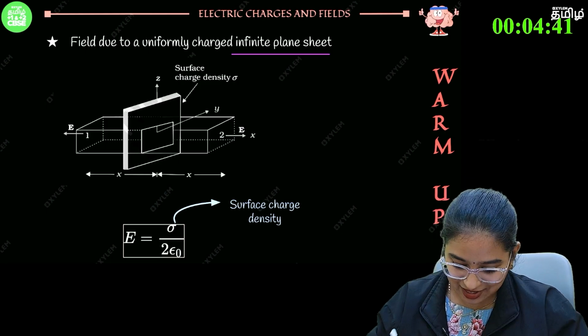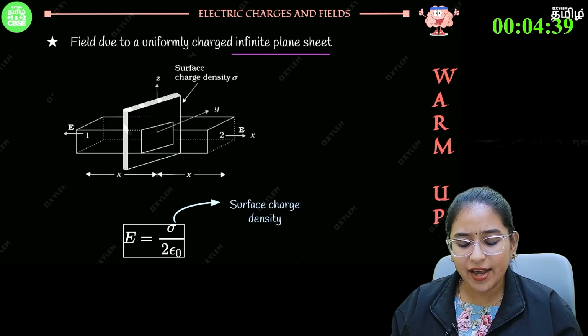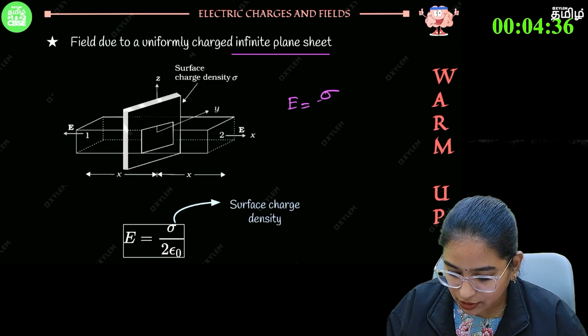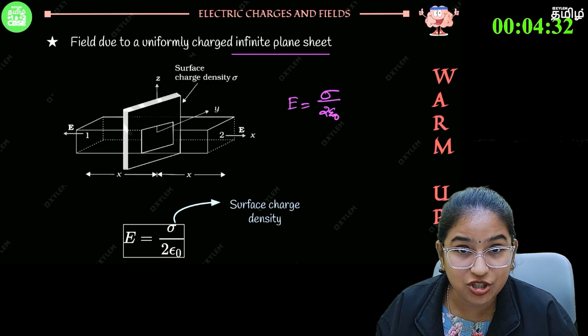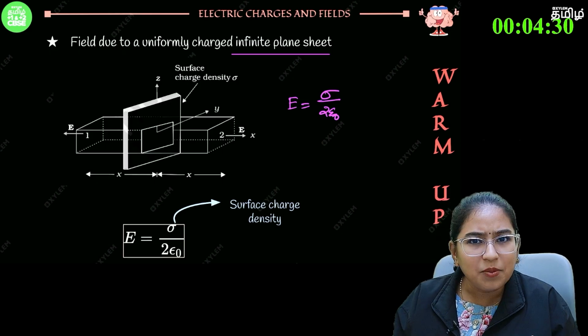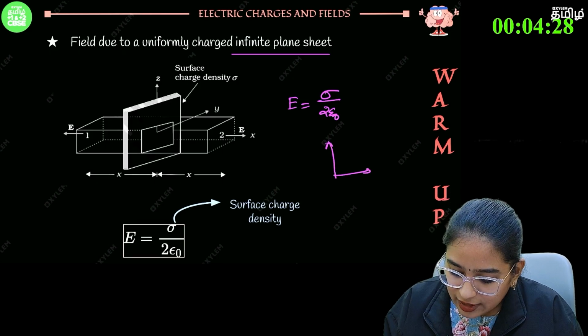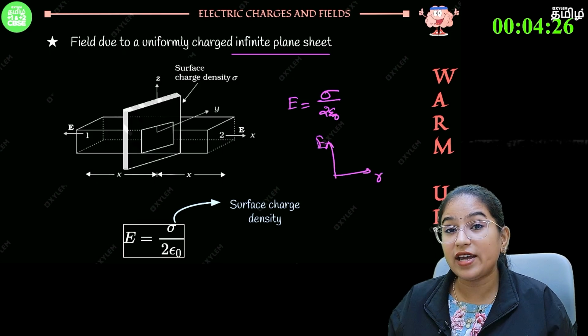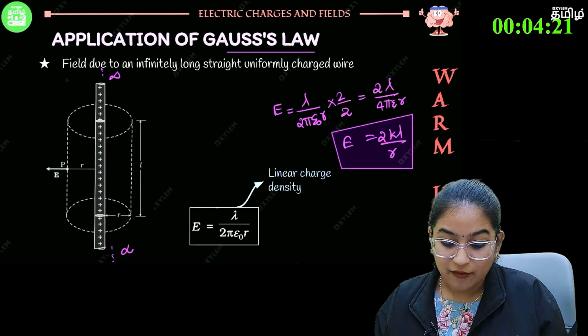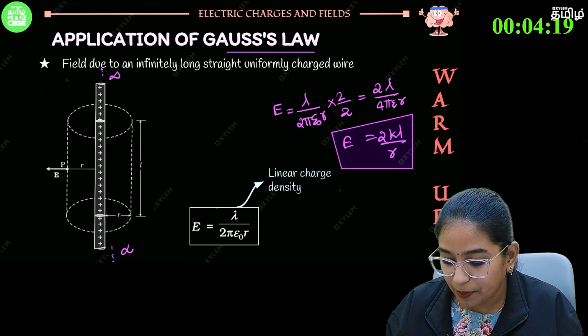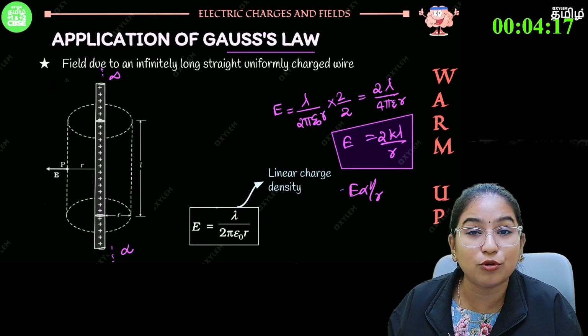Okay, let's get started. The electric field will be E equals sigma divided by 2 epsilon naught. Sigma is nothing but the surface charge density, and epsilon naught is nothing but the medium. So this shows the electric field in an infinite plane sheet does not depend on any of the dimensions. Whereas in the previous case it does depend on the dimensions, being inversely proportional to the radius.